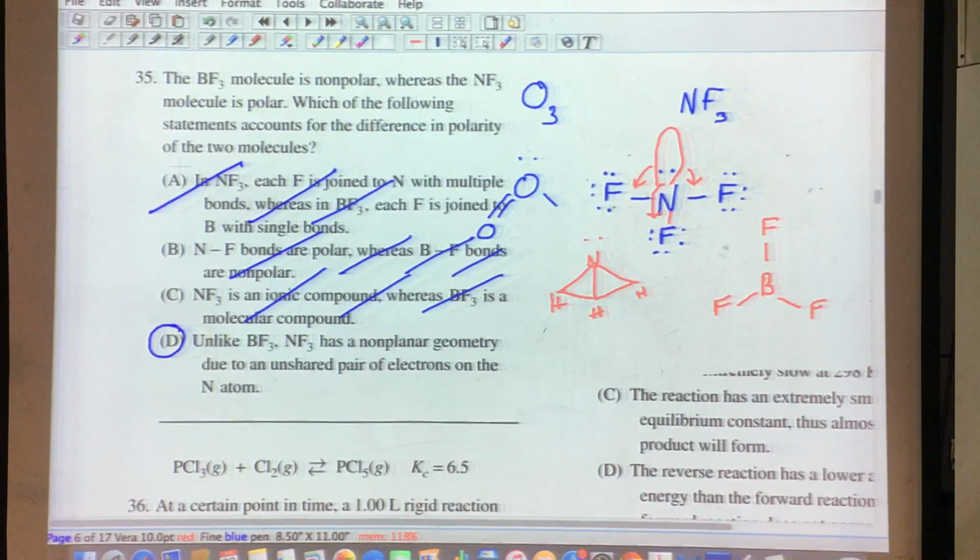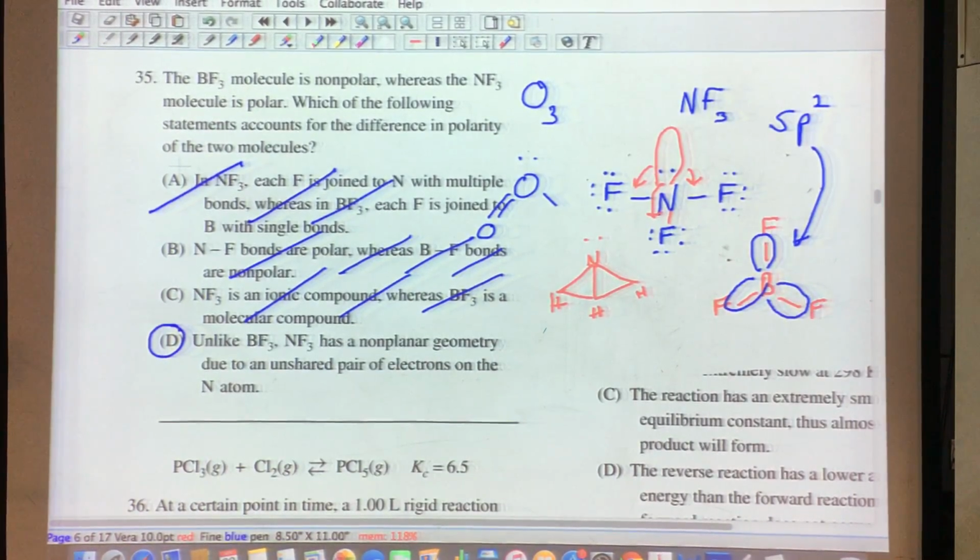Thank you for saying quietly sp2. Someone was thinking it. I have my sixth sense working. There are 1, 2, 3 pairs of electrons around the central atom. That means an s and 2 p's came together. Okay. Now, what's the shape of this?